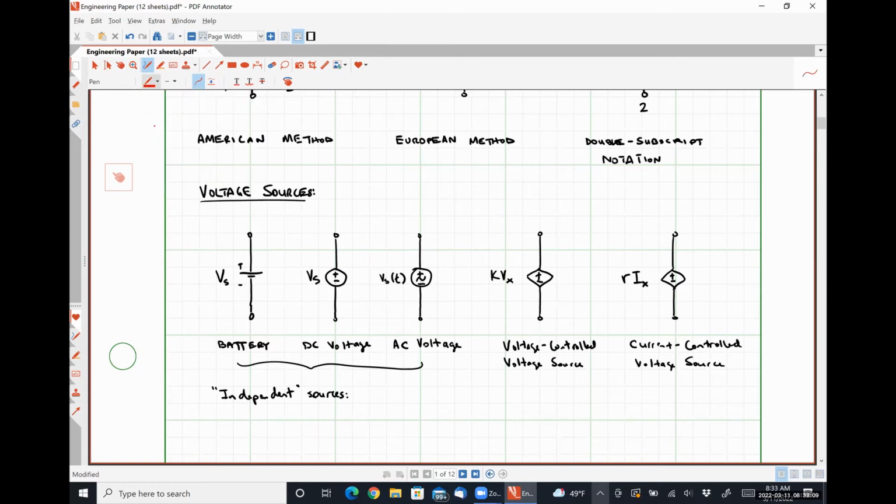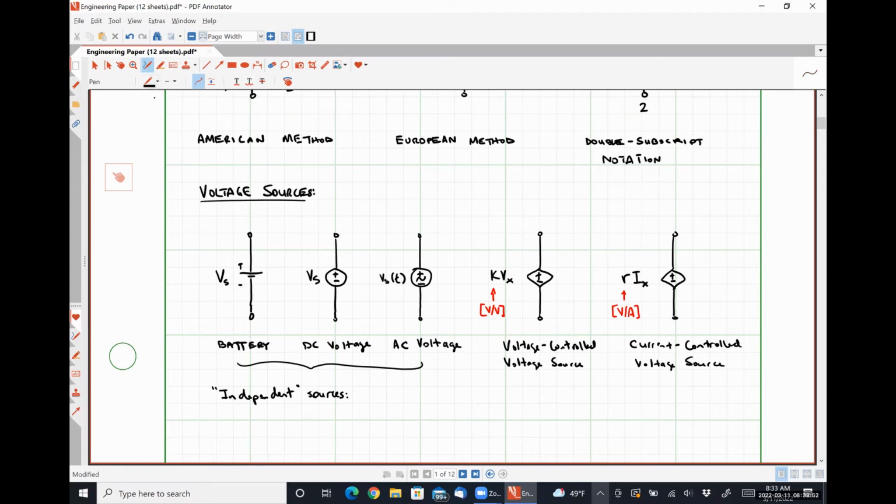For a voltage controlled voltage source, the scaling factor K has units of volts per volts, or effectively it's a dimensionless quantity. So voltage in, voltage out, there's no transformation here. This term R converts a current to a voltage, which means R has to have units of volts per ampere, where volts is the unit of voltage and ampere is obviously the unit of current.